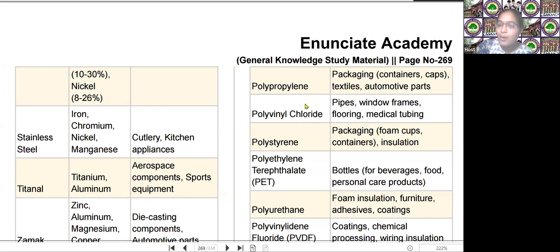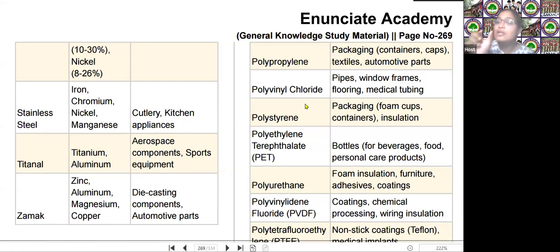And the next polymer is polyvinyl chloride. Polyvinyl chloride is one of the polymers used in manufacturing of pipes, window frames, flooring and medical tubing. Do you understand? In our homes there are a number of pipes. That type of pipe is manufactured with the polyvinyl chloride polymer.